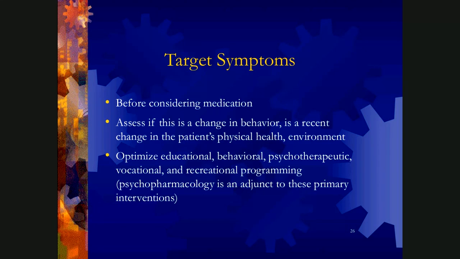And again, with every symptom presentation, before considering medications, we need to assess, is there anything we could do behaviorally? We know that patients with autism are routine-oriented and have fixations. Has there been any change in their environment that's causing the aggression? Has there been any change in their environment that's causing the irritability?